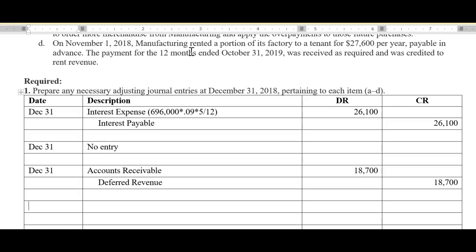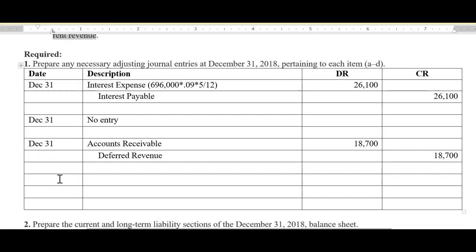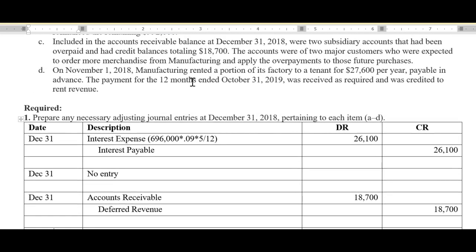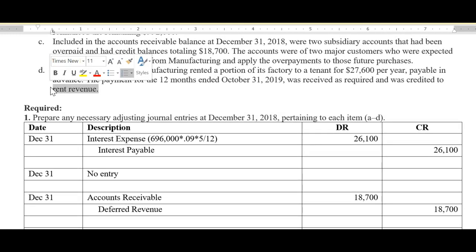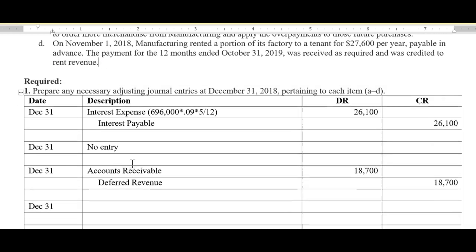So on November 1st, they rented a portion of its factory to a tenant for $27,600 per year, payable in advance. So basically from November 1st through November 1st, 2019. The payment for 12 months was received as required and was credited to rent revenue. So now, does this require an adjustment, or is everything okay? Think about that for just a moment. All $27,600 was actually posted to rent revenue. Have we earned all of that revenue at this moment in time?